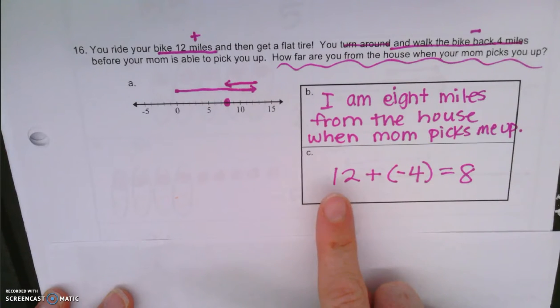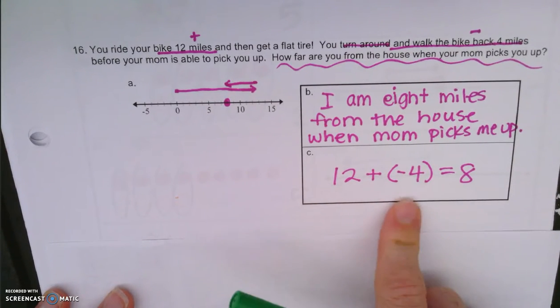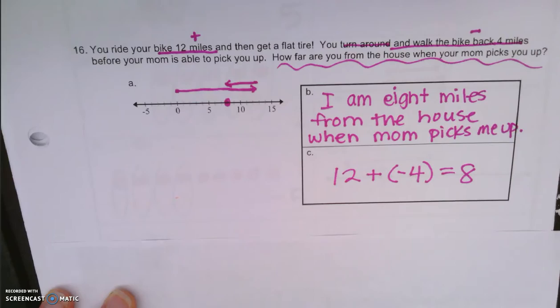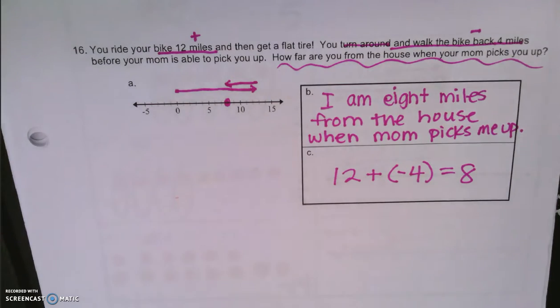The expression is 12 plus parentheses around the negative 4 equals 8. Really nice job, mathematicians. Let's turn the page.